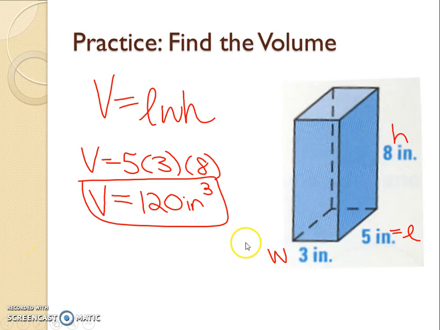So let's find the volume. This is the width, this is the length, this is the height. What I want you to do every time is label W, L, H next to each measurement, and then plug it into the formula. Use your calculator: 5 times 3 times 8 is 120. That's cubic inches. When we do volume, we multiply three things, so it's cubic inches. Also, it tells how many cubes can fit inside. That's why we use cubic for volume.